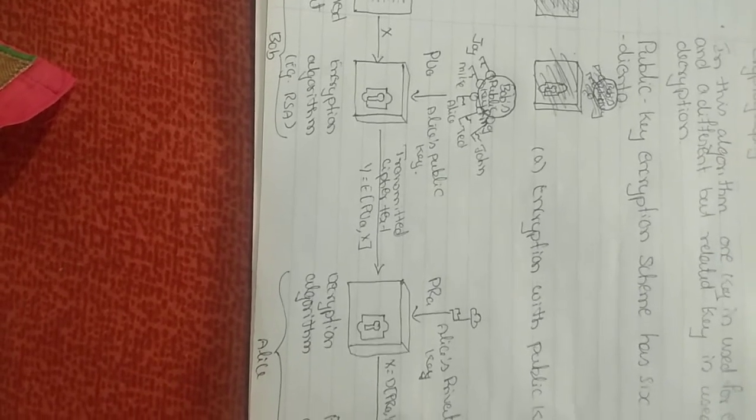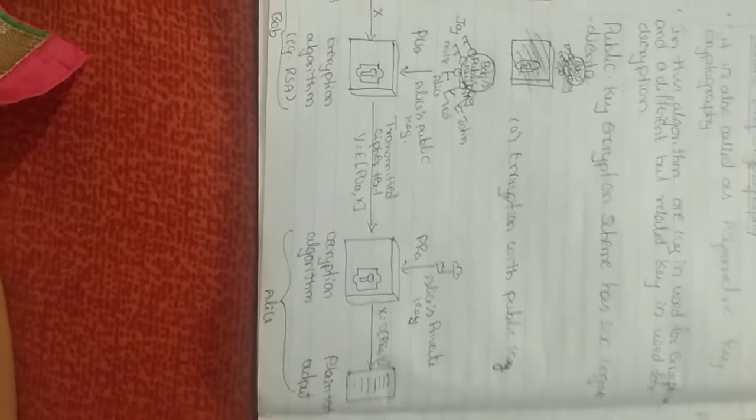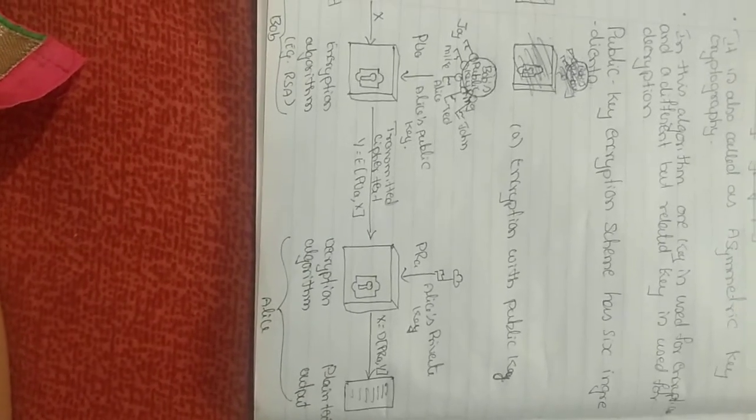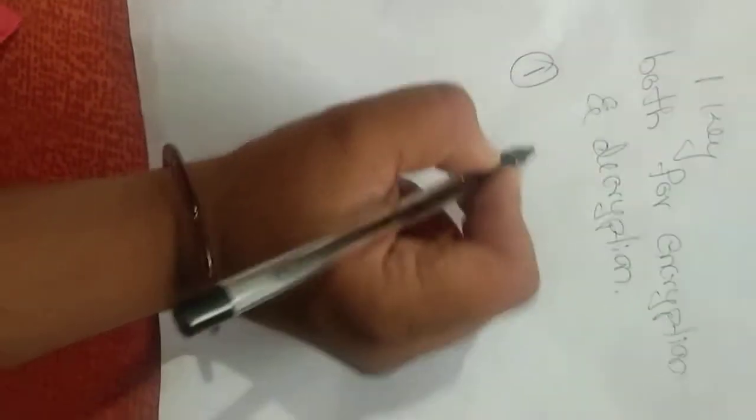In the second step, each user places one of the two keys in a public key register. In the first step, each user generates a pair of keys.